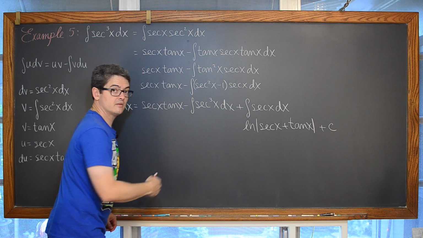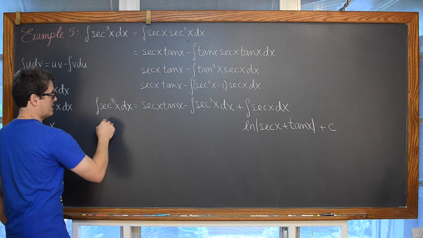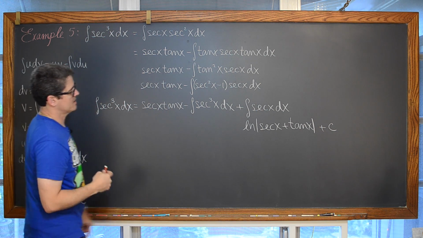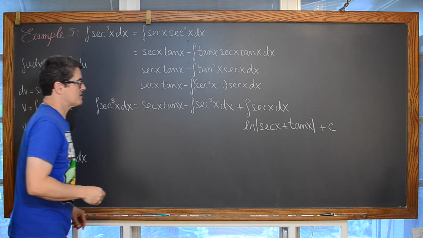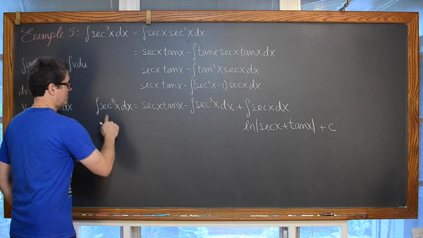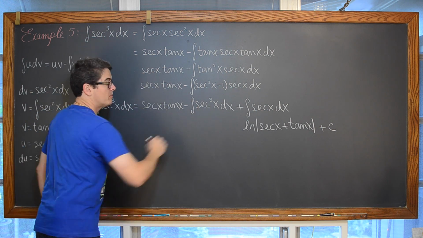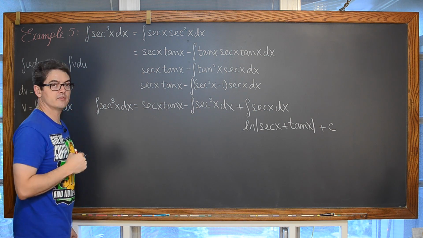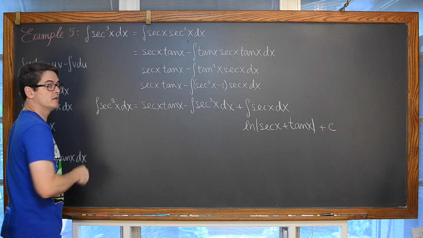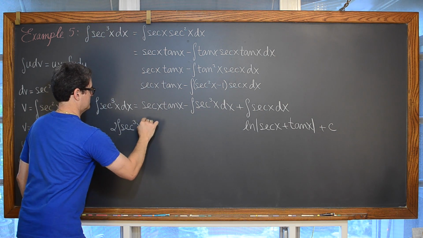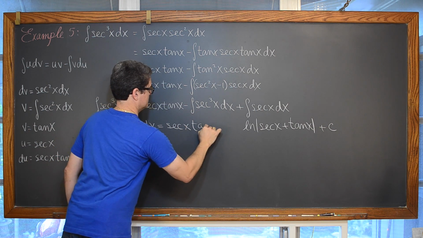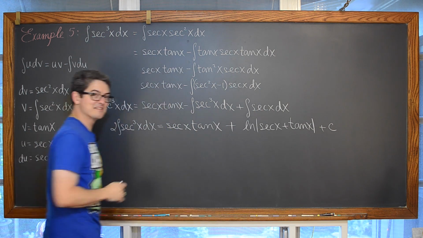We still have an indefinite integral in here, but what I'm going to do is add that to the other side. Let's go ahead and do that at the same time. The indefinite integral of secant of x is the natural log of secant of x plus tangent of x. I'm going to add to both sides of this equation the indefinite integral of secant of x cubed. So 1 plus 1 is going to be 2.